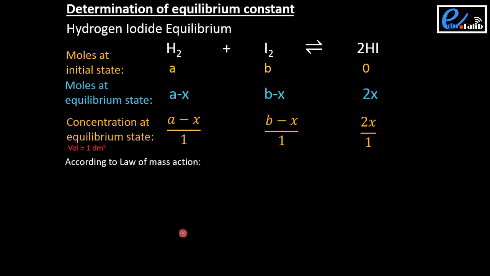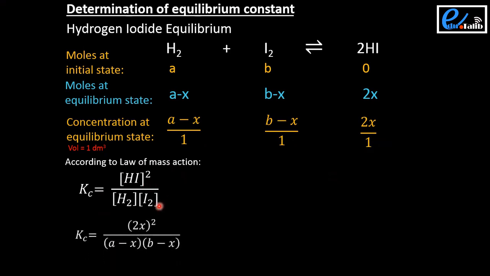So we can now put in the law of mass action. According to the law of mass action, the formula is over here. This is well known to us. Now we have to put in the concentrations of all these reagents. The concentration of HI is 2X over 1, so of course this is 2X whole squared. The concentration of H2 is A minus X, and the concentration of I2 is B minus X.